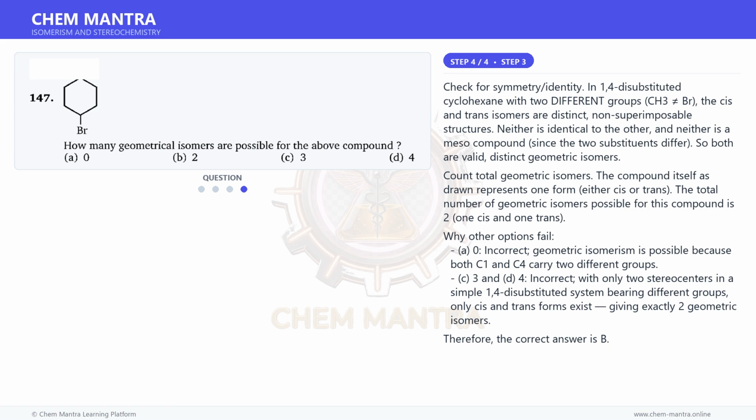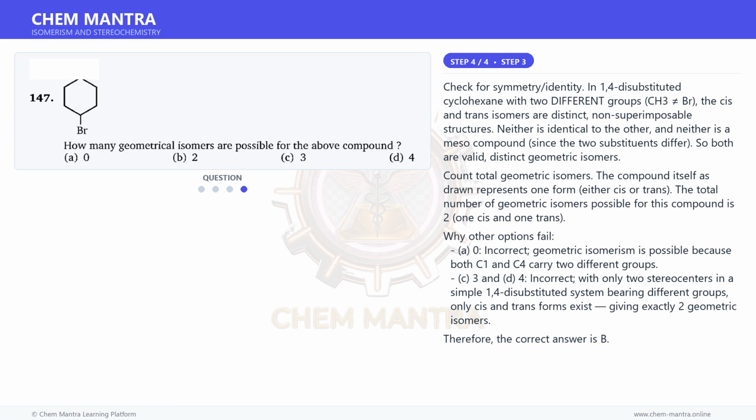Count total geometric isomers. The compound itself as drawn represents one form, either cis or trans. The total number of geometric isomers possible for this compound is 2, one cis and one trans.